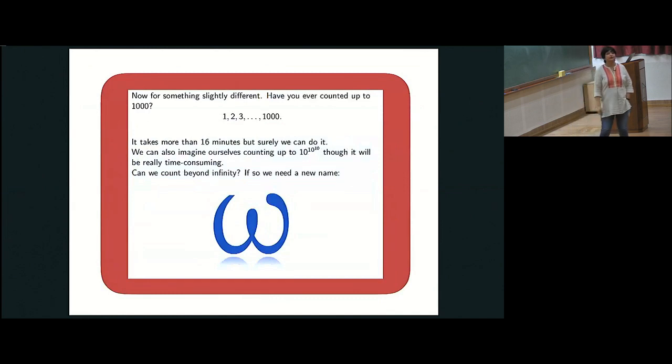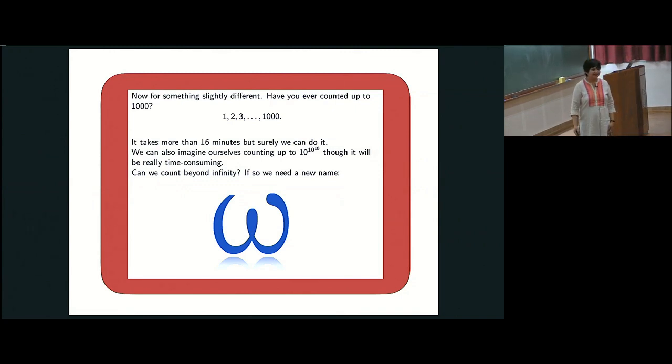Now I would like to go into something different. So this is all about counting. Of course, I'm sure that we can count 1 to 100 quite easily, 1 to 1000 quite easily. I have not done that, but I am told that it takes more than 16 minutes, but surely we can do it. Okay. We can also think of counting 10 to the power 10 to the power 10. But can we count beyond infinity?